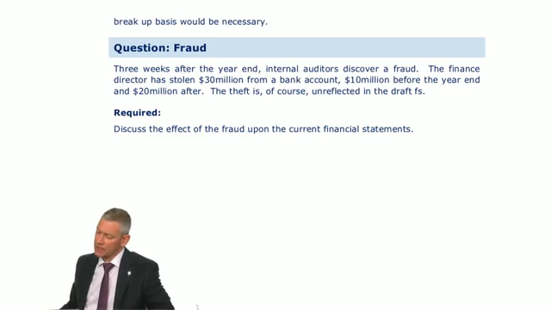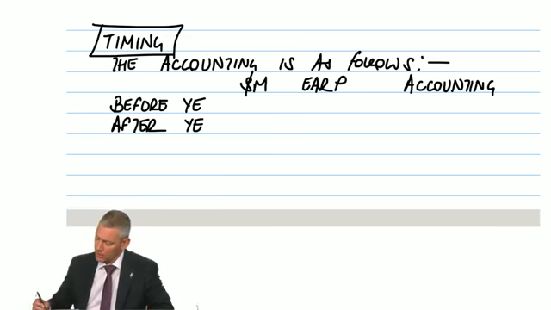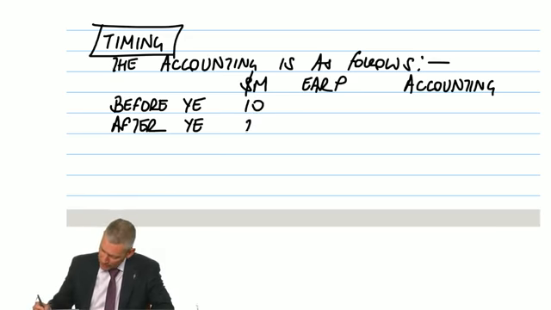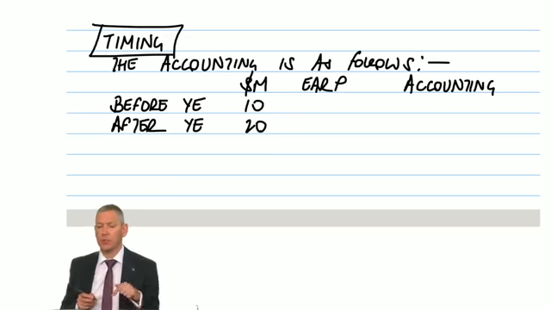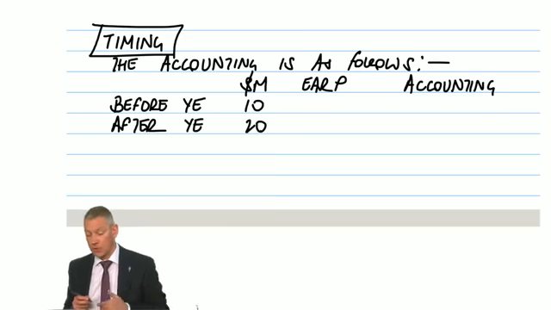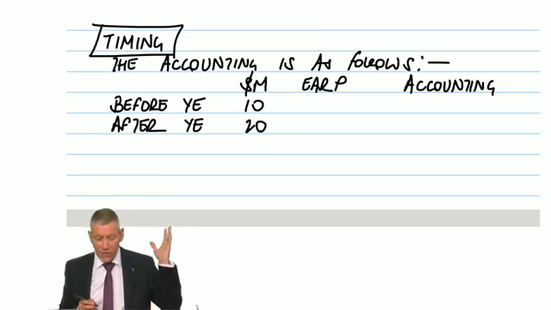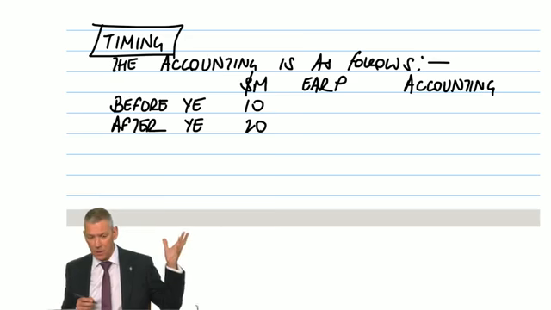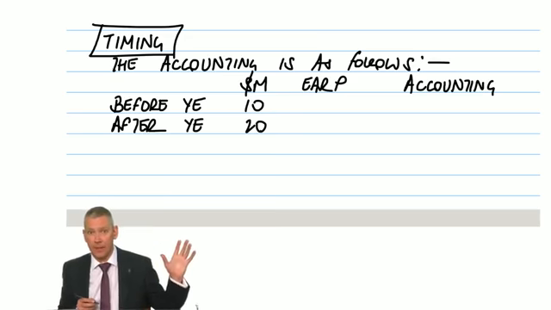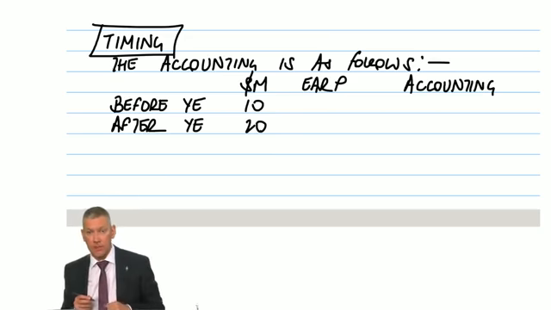So the finance director has stolen 30 million from my bank account, 10 million before the year end and 20 million after. The theft, of course, is unreflected in the draft FS. So it was 10 before and 20 after. The money that was stolen before the year end isn't actually in the bank, though it is on the balance sheet in the draft FS, and therefore we need to pull that 10 million that isn't there out of the FS.